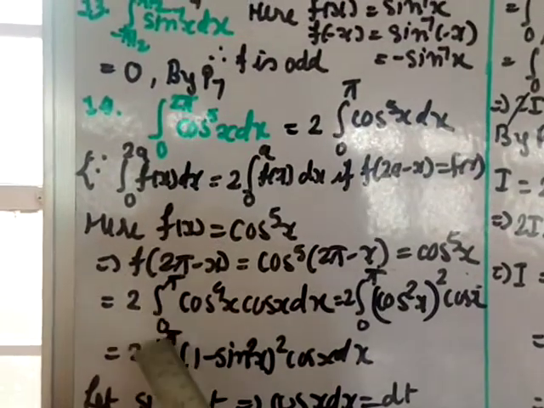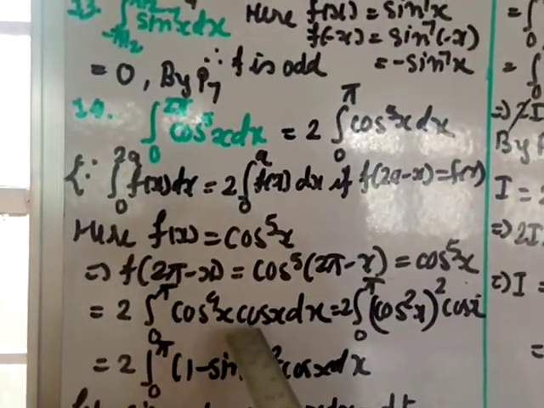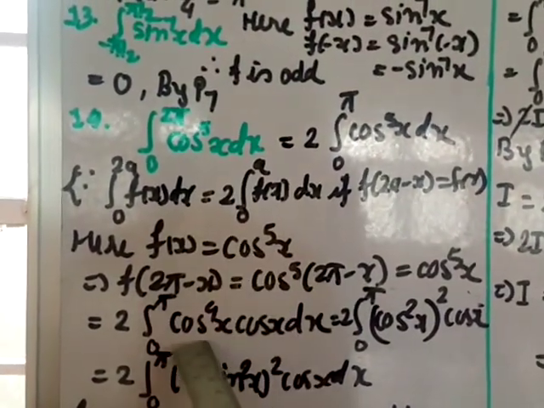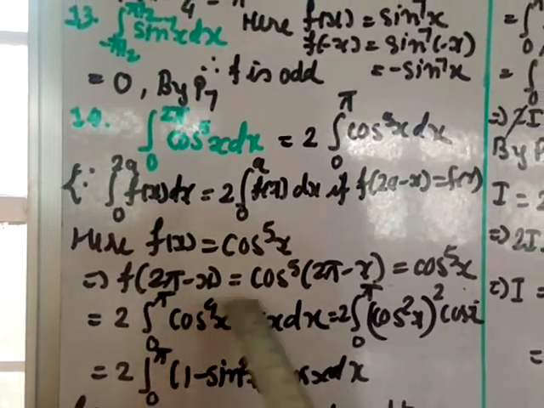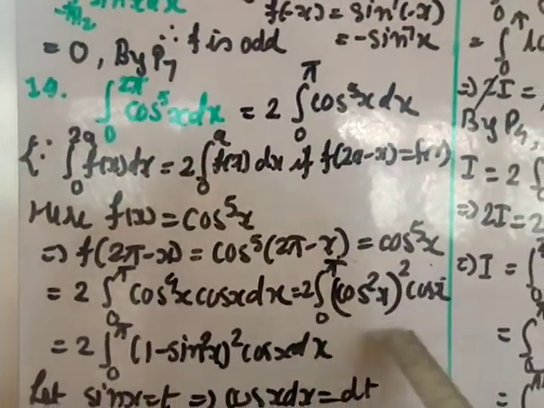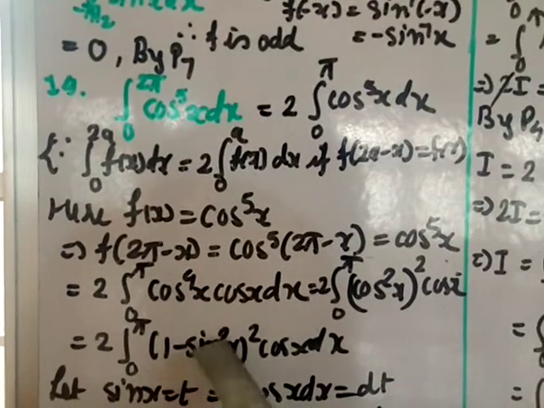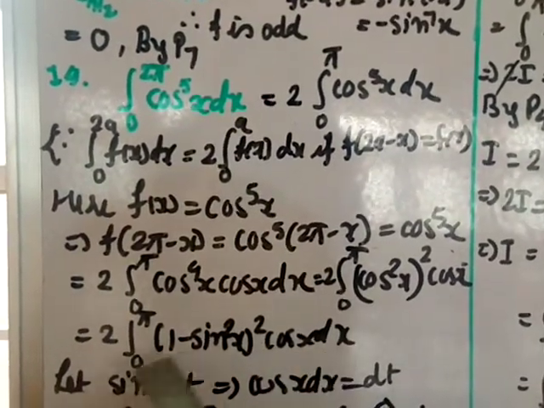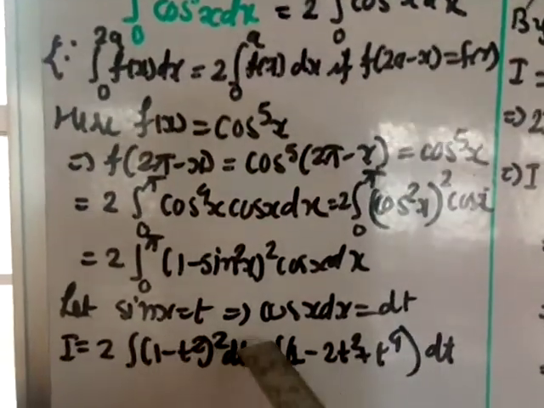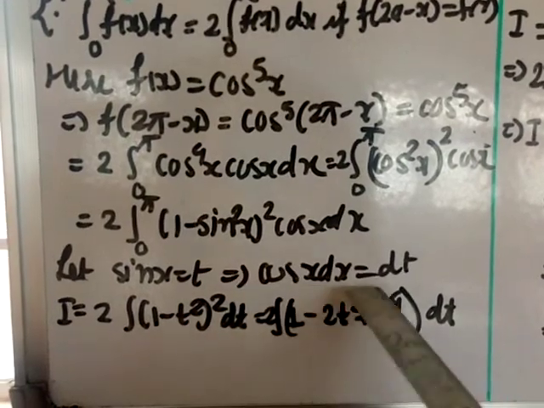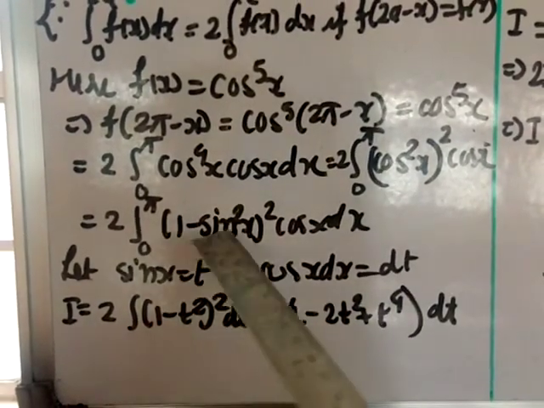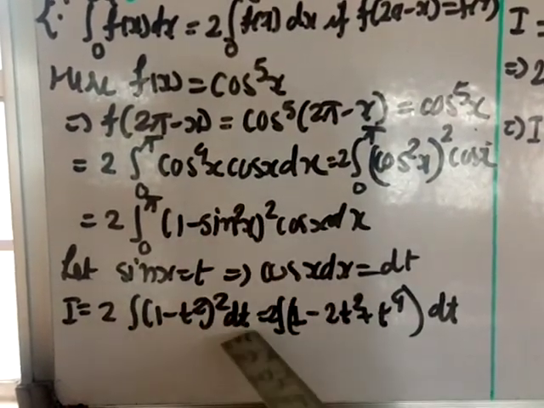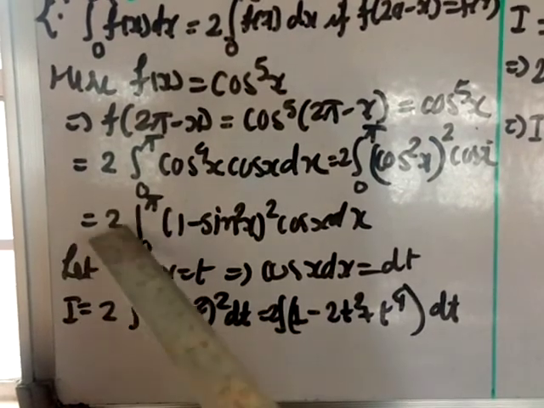So 2 times integral 0 to π cos^4 x cos x, since cos^5 can be written as cos^4 times cos x, and cos^4 can be written as (cos^2 x) whole square. This cos^2 x can be written as (1 - sin^2 x) whole square times cos x. Take sin x equal to t. When you differentiate, sin becomes cos x dx equal to dt. Let us put the value: (1 - t^2) whole square dt, and this 2 is there.